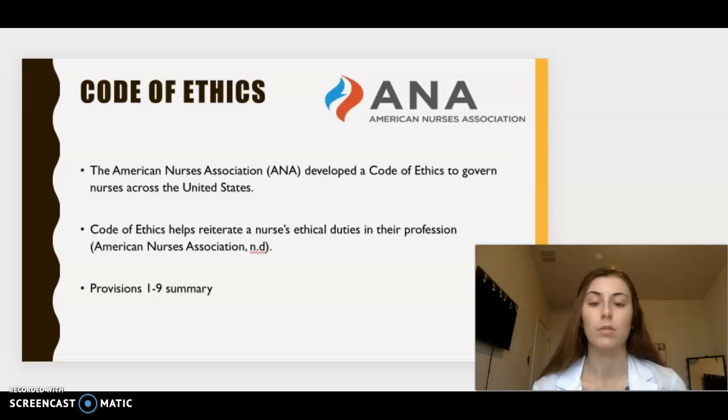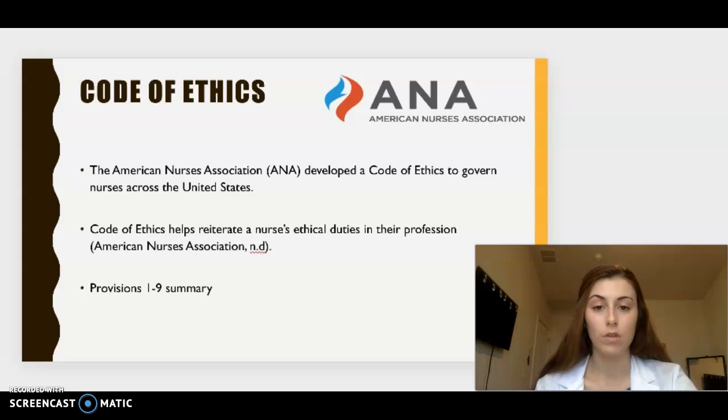So the ANA Code of Ethics was a huge part of this class because ethics govern how a nurse works basically, and in specific the nurses focus on the ANA, the American Nurses Association's Code of Ethics, which is used to govern nurses across the United States and helps reiterate ethical duties in their profession. So there is 9 provisions, 1 through 9, which I'm going to summarize for you, and this is just rules that nurses abide by at all times. So this is relative to objectives 2, 5, and 8 that I discussed earlier.